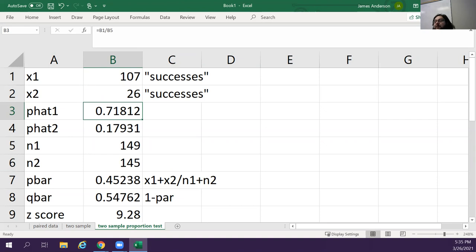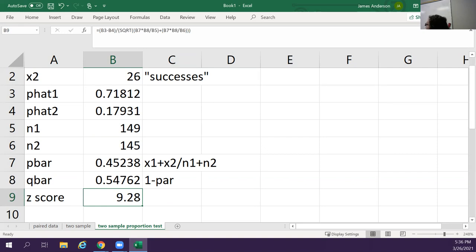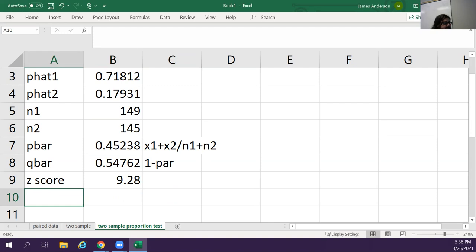I see a Z-score of 9.28. That's going to work because it just goes down. That's why if you program these right, everything goes real quick. So this gave us a p-hat 1 of 0.718 and 0.179 for p-hat 2. It calculated the p-bar at 0.45 and q-bar at 0.54. Put them all into the equation and you get 9.28. And from here, you can get a p-value.